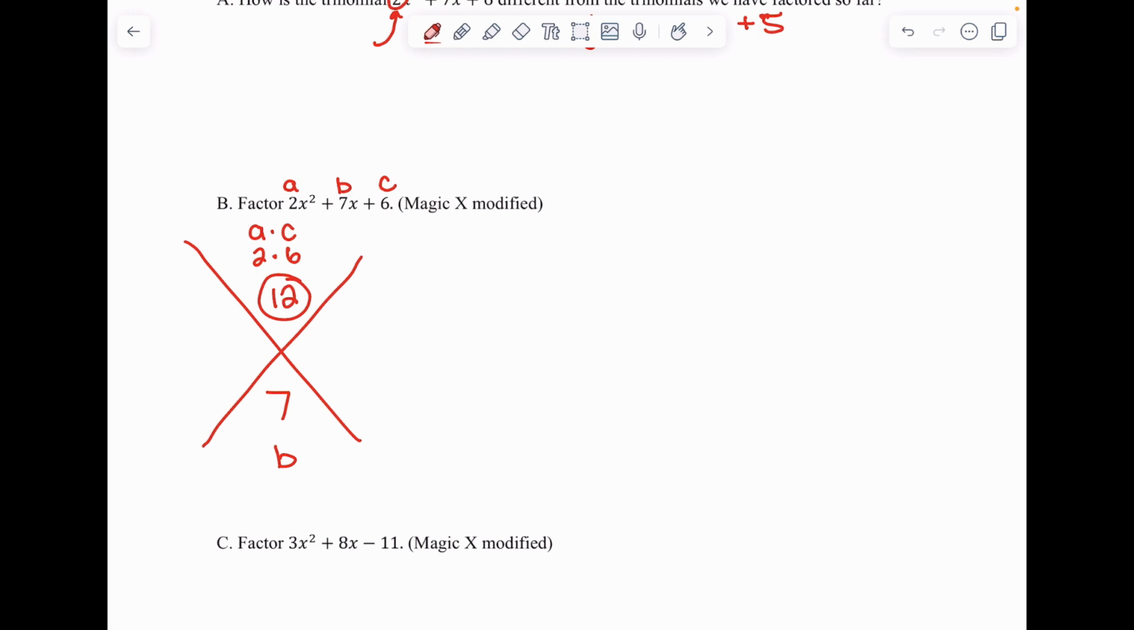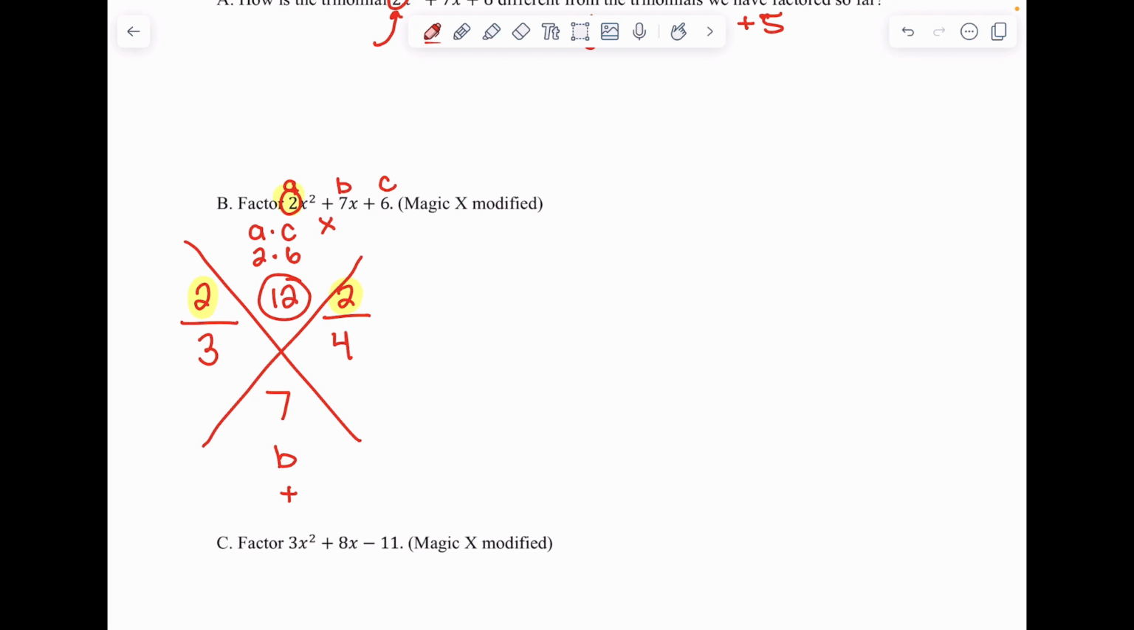And then the process is the same. I'm still thinking about two numbers that multiply to 12 but add to 7. The first two numbers that come to mind for me are 3 and 4, because I know that 3 times 4 is 12, and 3 plus 4 will get me 7. And here's the other change. I'm going to take my a value and make fractions with the two values I came up with. So notice 2 is my a value, so 2 goes on top, and my two values are on the denominator of my fractions.